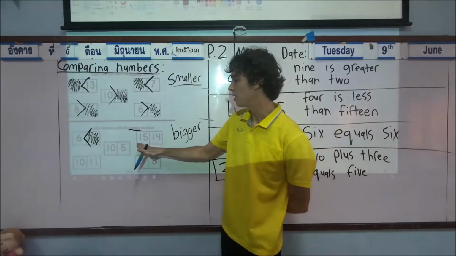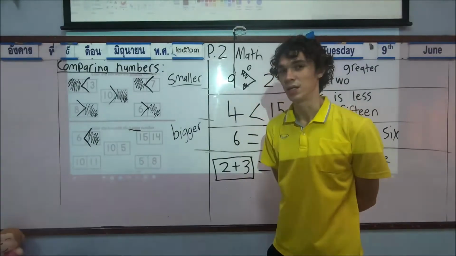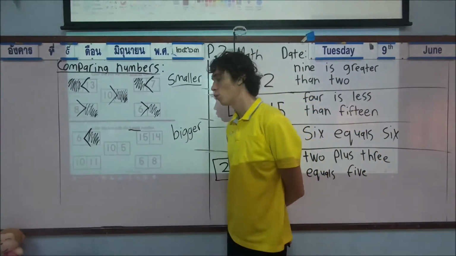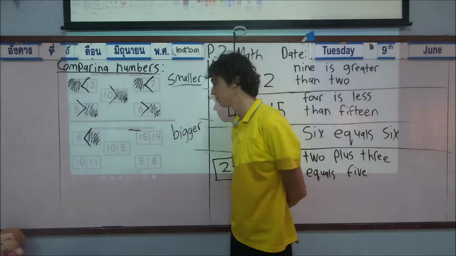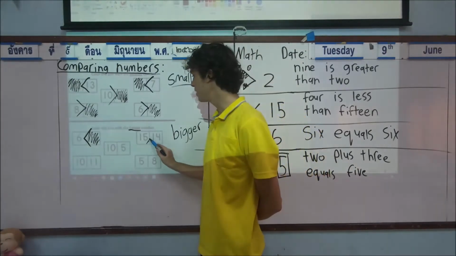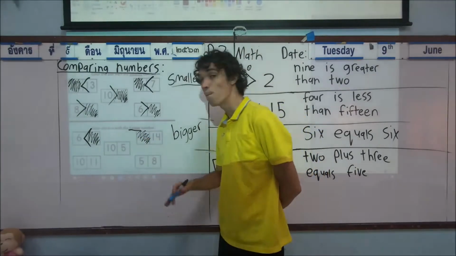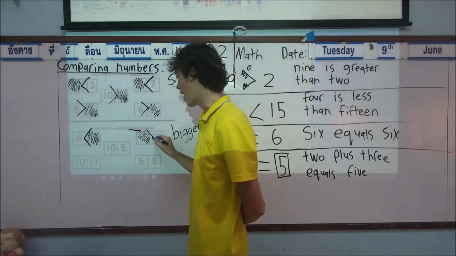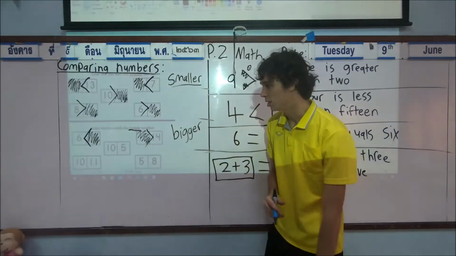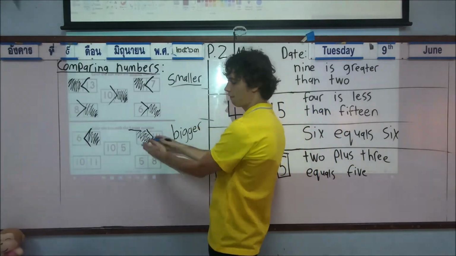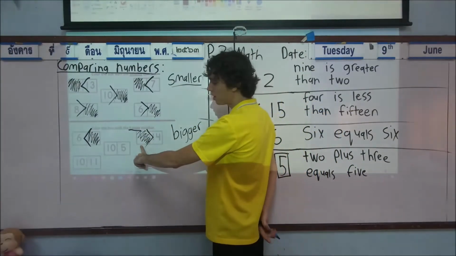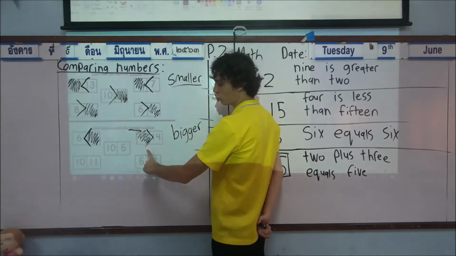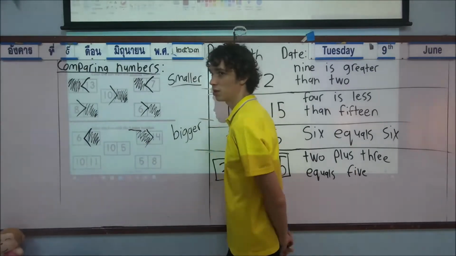Next, 15 and 14. Which one is bigger? 15 is bigger. So we use the alligator to eat 15. 15 is larger than 14.